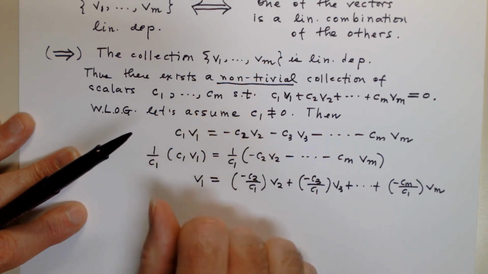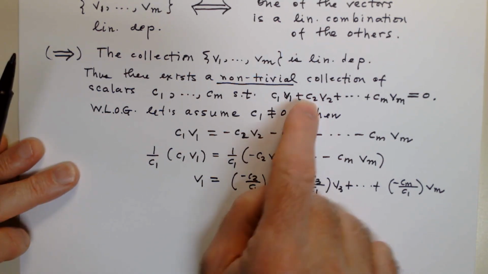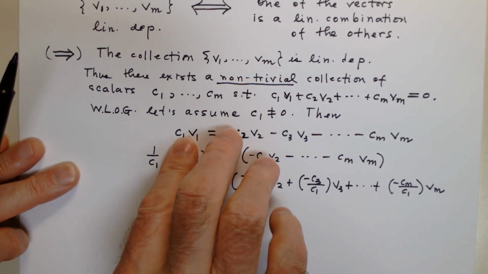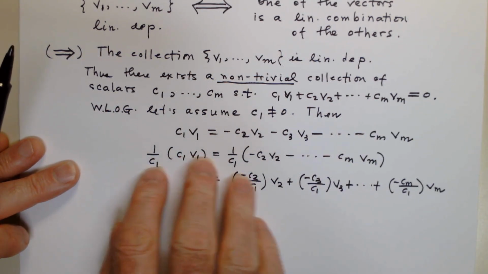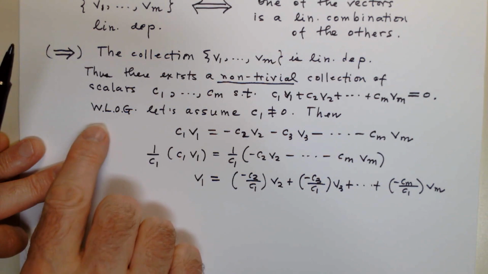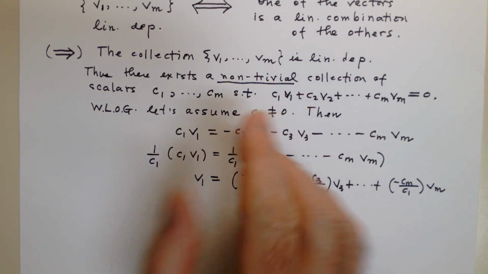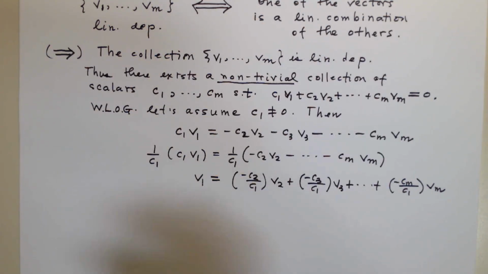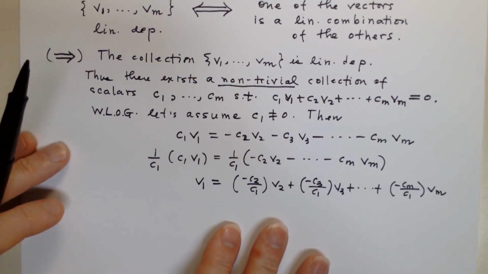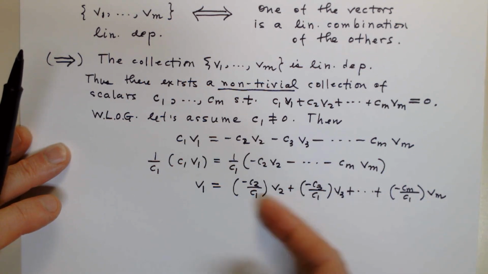You see how you could adapt this argument to the case where C2 was the one that was non-zero. I would keep C2 V2 alone on this side and flop all the other ones to the right-hand side and repeat the same argument. So this is really without loss of generality. Whichever one of these coefficients is different from zero, you can keep it on the left and move everything else to the right and adapt this argument accordingly. No matter how you do it, though, you're going to be able to show that at least one of the vectors is a linear combination of the others.